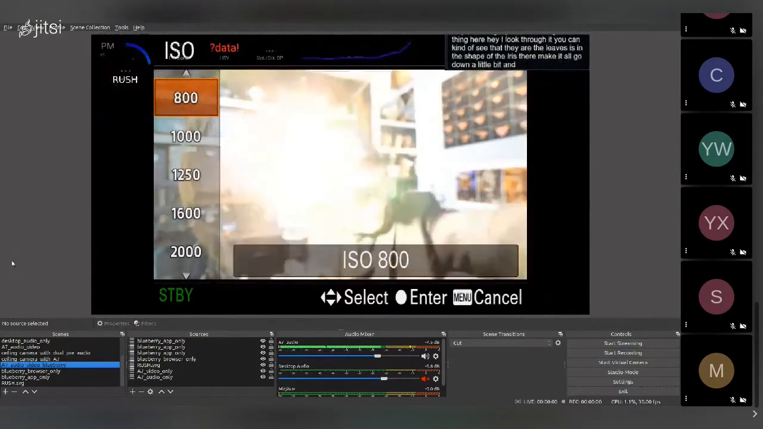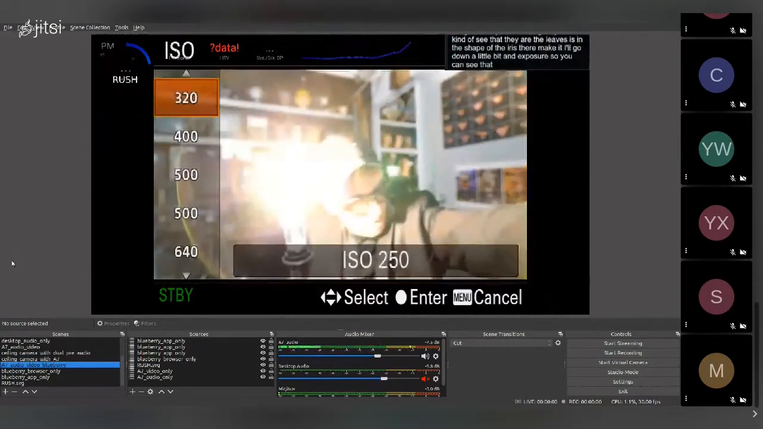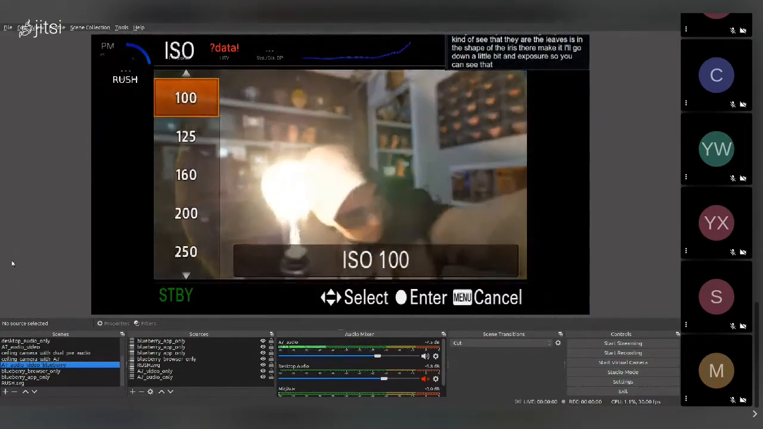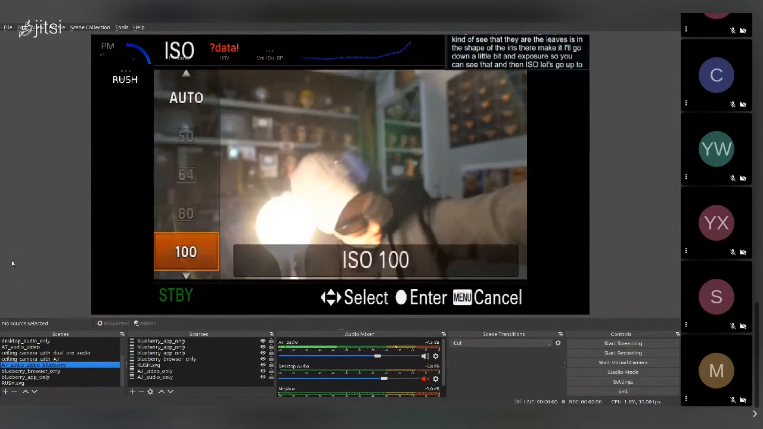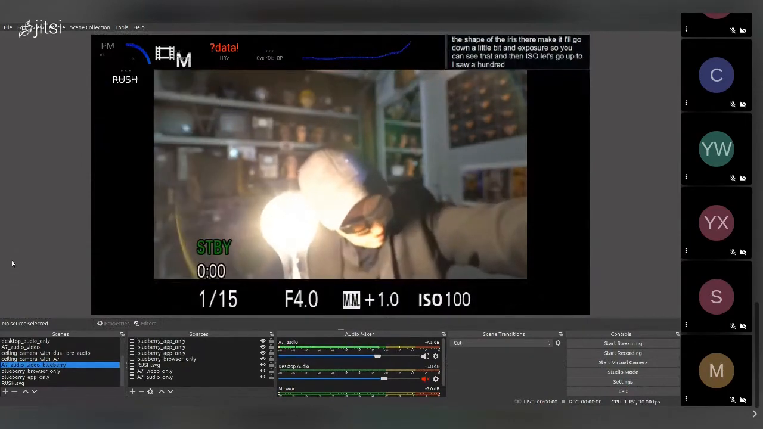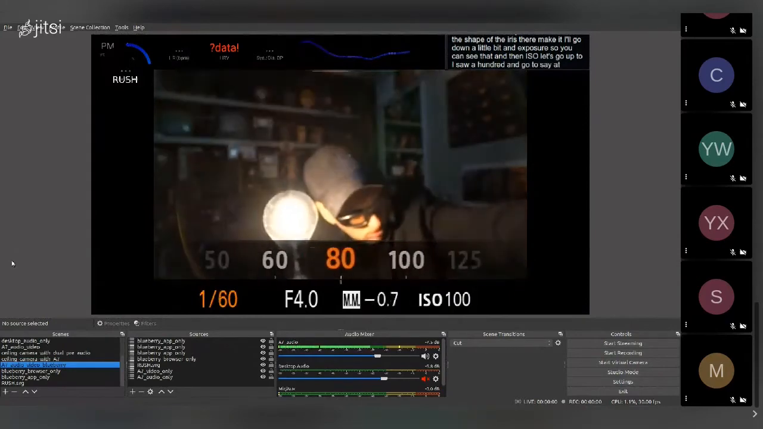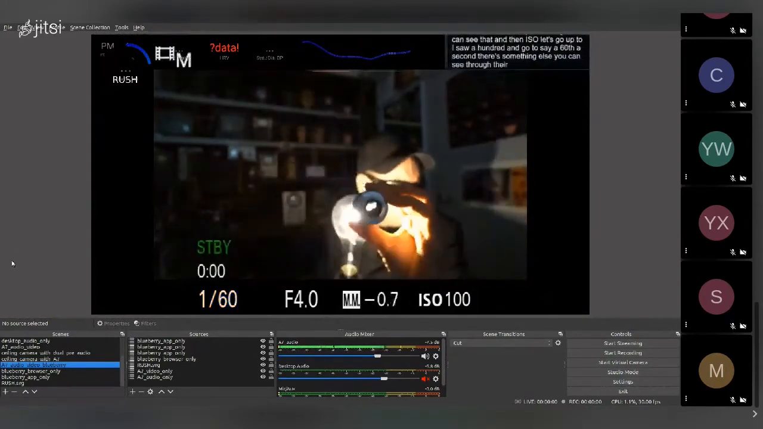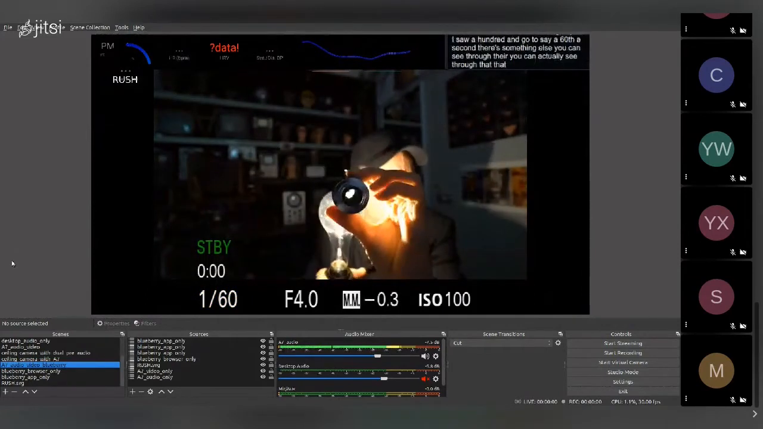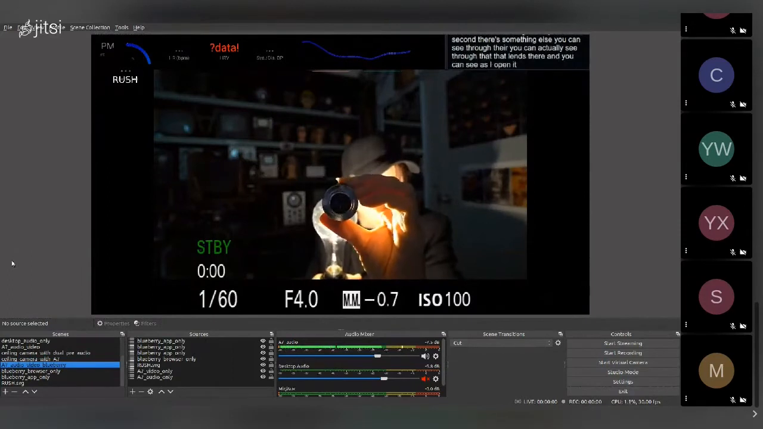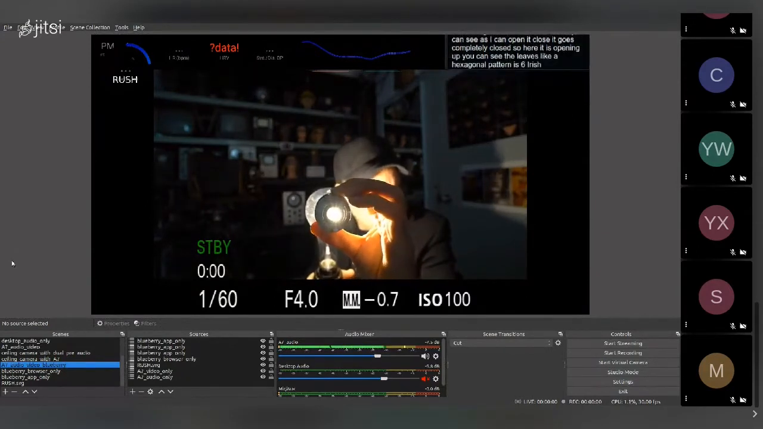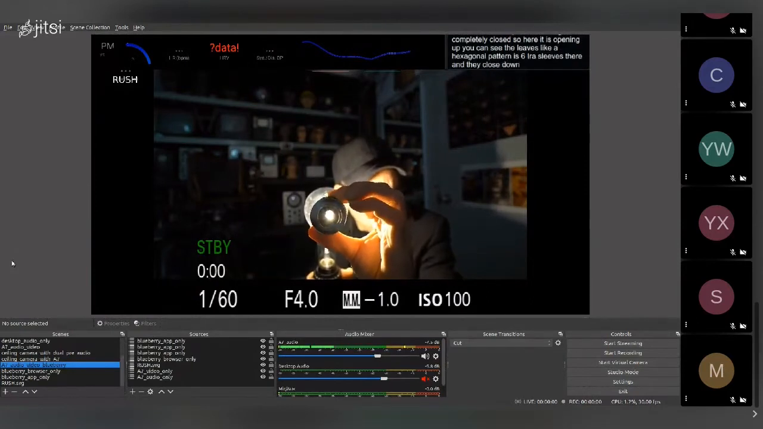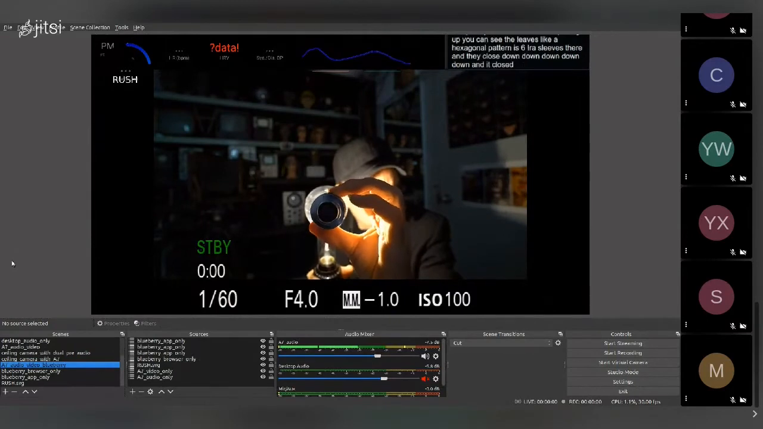I'll go down a little bit in exposure so you can see that. And then ISO, let's go up to ISO 100, and let's go to say a 60th of a second or something. Now you can actually see through that lens there. And you can see as I open and close it, it goes completely closed. So here it is opening up. You can see the leaves. It's like a hexagonal pattern. There's 6 iris leaves there. And they close down, down, down, and it goes completely closed.